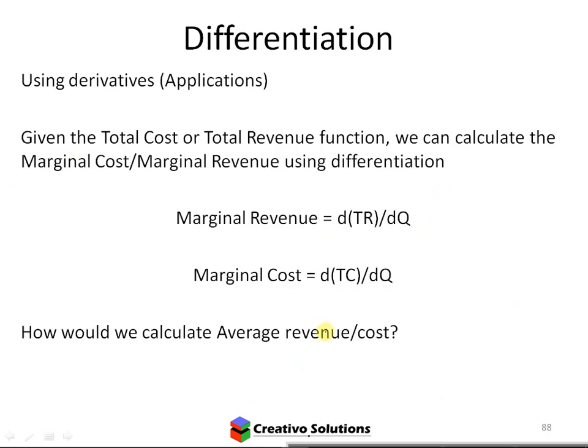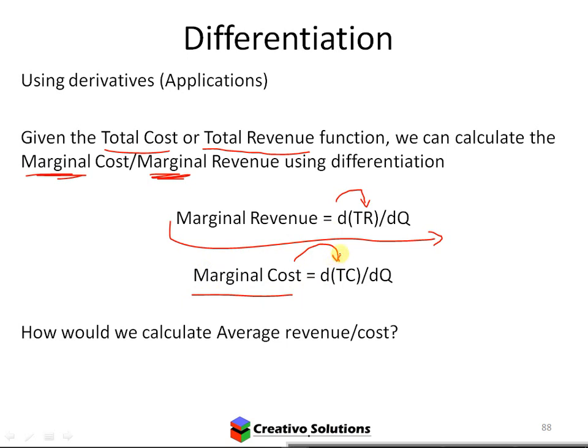Alright, so now how do we use derivatives? Well, when you've been given total cost or total revenue functions, we can calculate the marginal revenue and the marginal cost from the total. So if you derive the total cost function, you get the marginal cost function. Okay, so there's the note about it. Marginal revenue is the derivative of what? The total revenue.